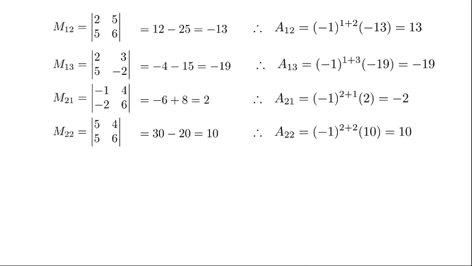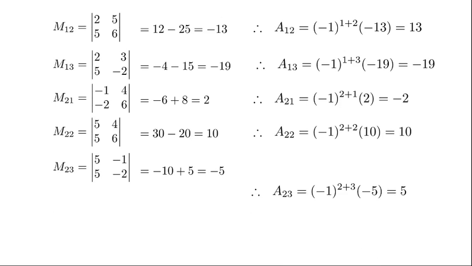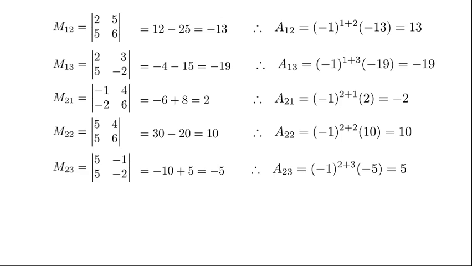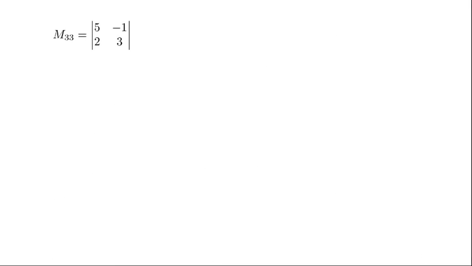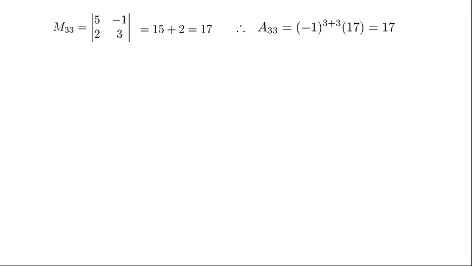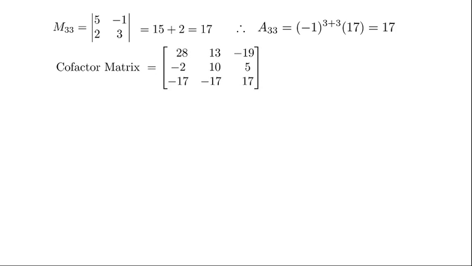You are advised to pause the video anytime in between and go through each and every value carefully, and even verify them. These are all the minors and cofactors of all the elements of the matrix A. Now those cofactors are collected in matrix form in their corresponding positions, and that becomes the cofactor matrix. The transpose of this matrix gives you the adjoint of the matrix A.